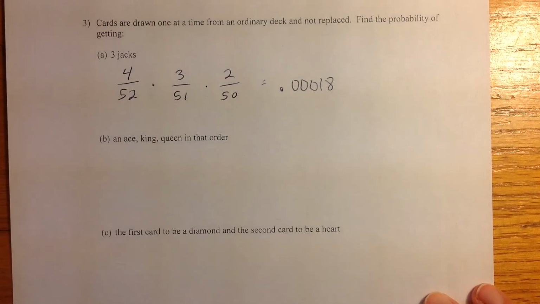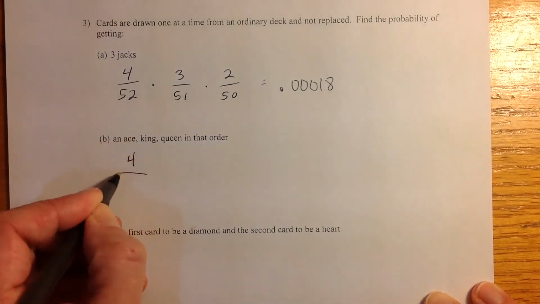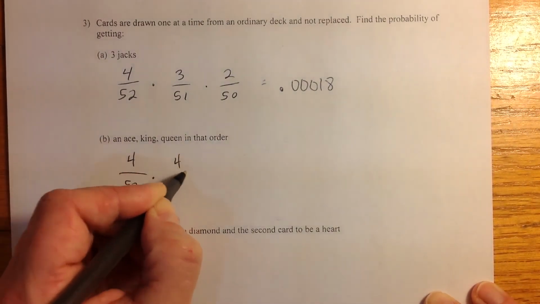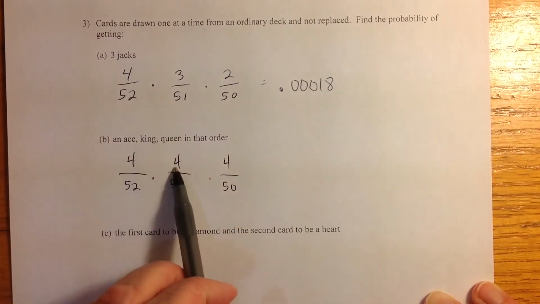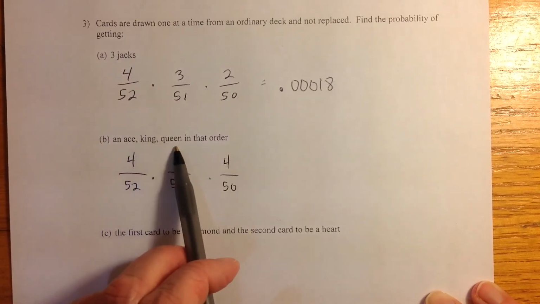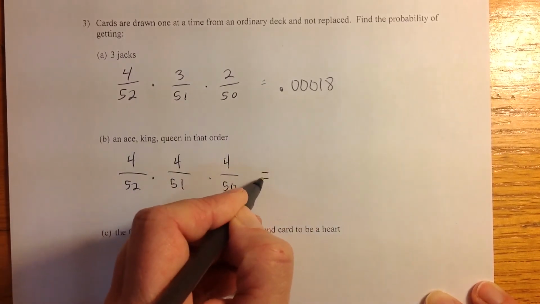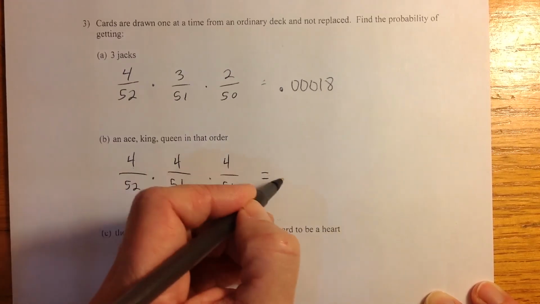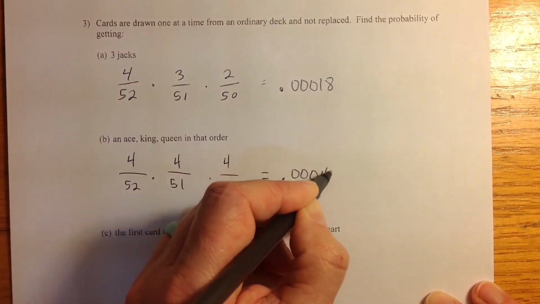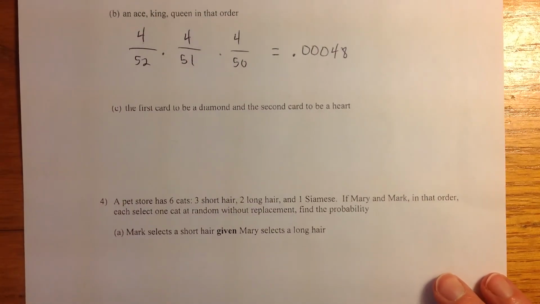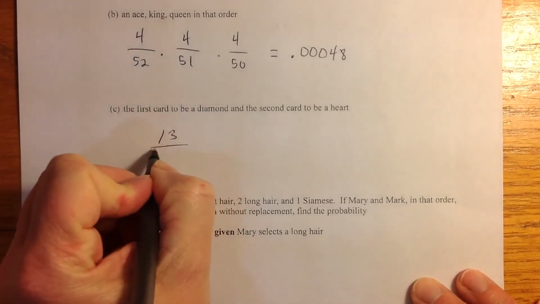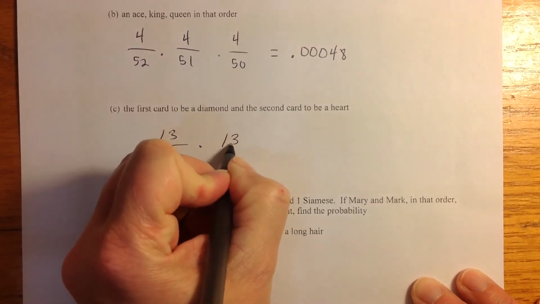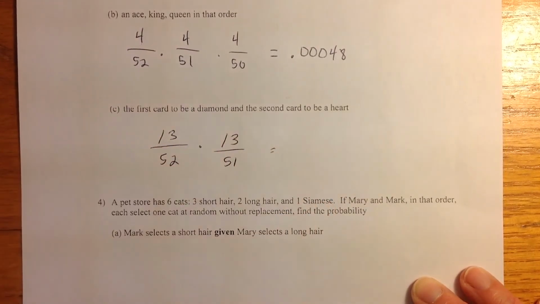How about an ace, king, queen in that order? Well, there's 4 aces out of 52. There's 4 kings out of 51. There's 4 queens out of 50. This time, this number stays the same because these cards are all different. So you get 0.00048. The first card to be a diamond and the second card to be a heart. Well, there's 13 diamonds out of 52, and there's 13 hearts now out of 51. And you get 0.064.